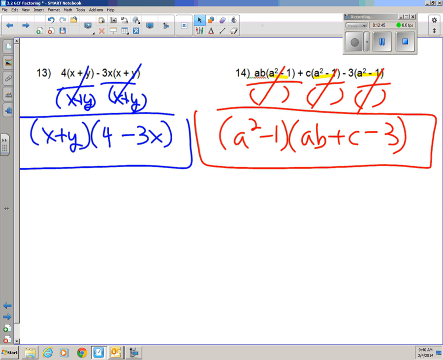Okay? So it's all factoring by GCF. You're going to find the GCF of the entire polynomial. That could be numbers and or letters. You're going to divide out that GCF, and you're going to be left over with some other polynomial. Good luck on your homework.